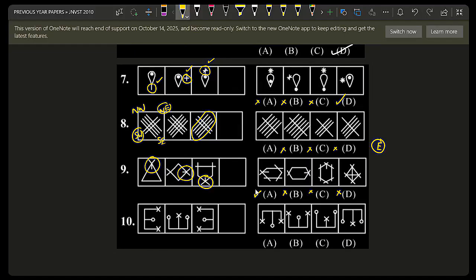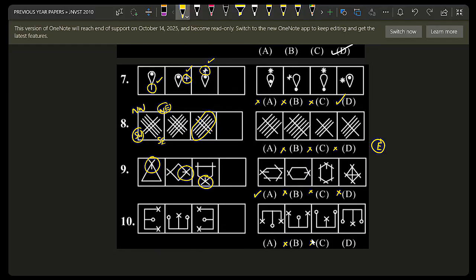First of all, the figure is rotating 90 degrees anti-clockwise. You rotate this figure 90 degrees anti-clockwise like this, in this direction, so you get the second figure. I'm talking about the main figure, not the cross marks and circles. If you rotate the main figure 90 degrees anti-clockwise, you will get this. And from here, again 90 degrees anti-clockwise, we may get A, we don't get B, we don't get C, and we may get D. So in A and D, one of the options is correct.